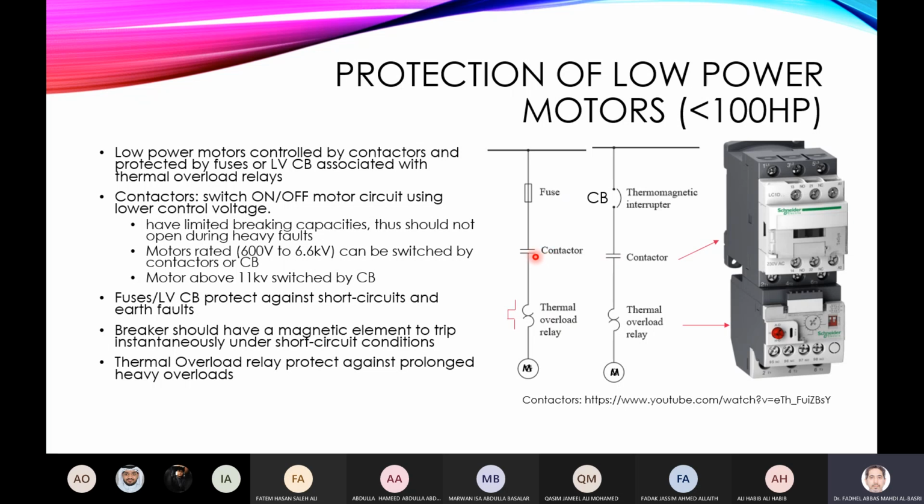Okay, so contactors are used in industry to switch on and off circuits like motors. If you look at the pictures here, these are the contactors and this is the overload relay, and they can be attached or detached. And here I didn't show the breaker or the fuse, which comes before.